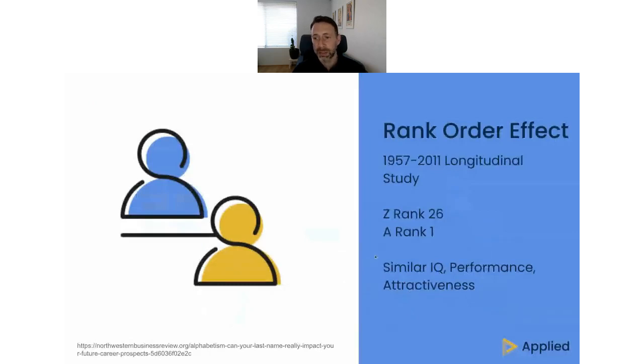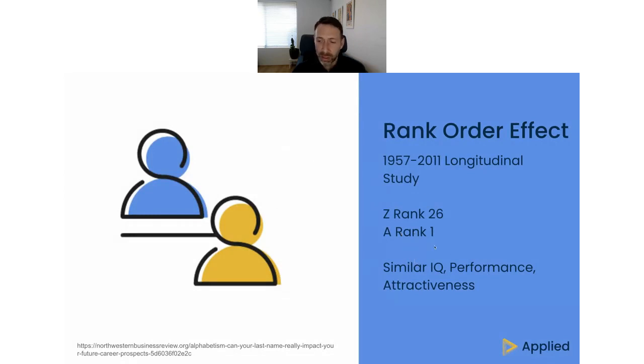Just to carry on from that, this is a really interesting longitudinal study from 1957 to 2011, where they looked at people's surnames and how they fared in their careers. And what they did was they used controls to try and control for variables like similar IQ, performance in school, and even attractiveness. And what they found in that study is that the higher up you are in the alphabet in terms of your surname, the better future career performance you had. So a really fascinating outcome here.